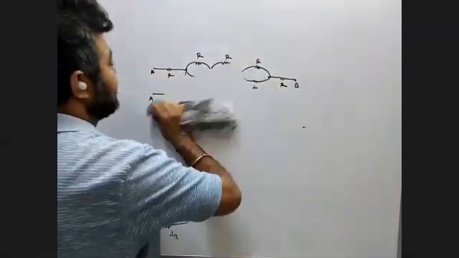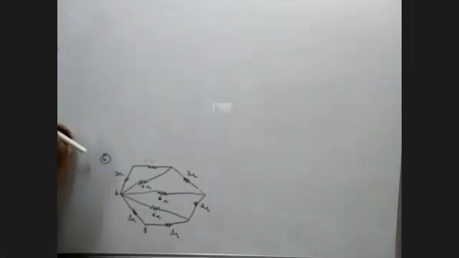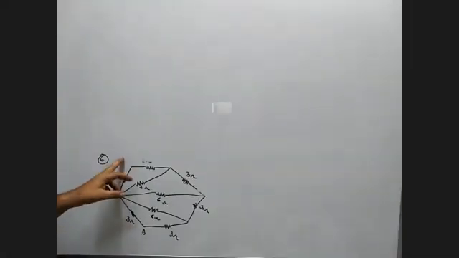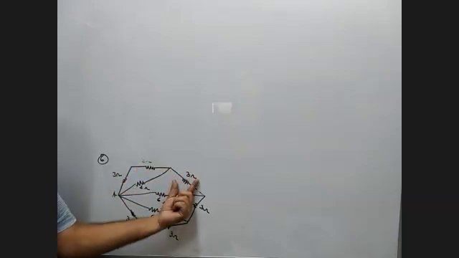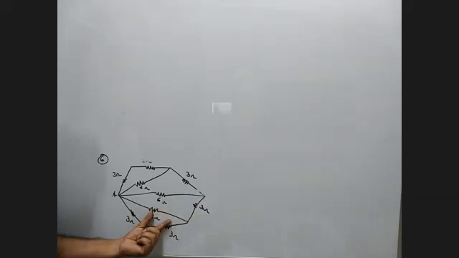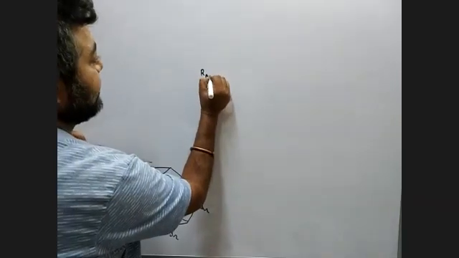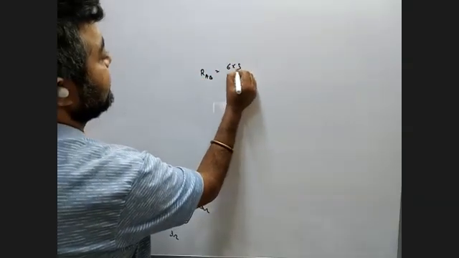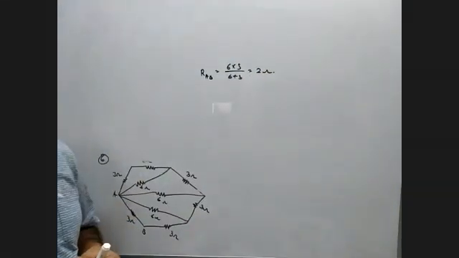Now, after that, the last one. Anyone tell me what is the answer? 2 ohm. 3, 3, 6, 6, 3, 3, 6. 6 and 3 are in parallel. R of AB is 6 into 3 by 6 plus 3. So 2 ohm. Very good. Everyone got it?